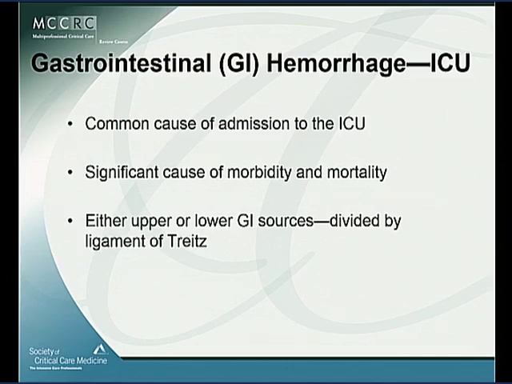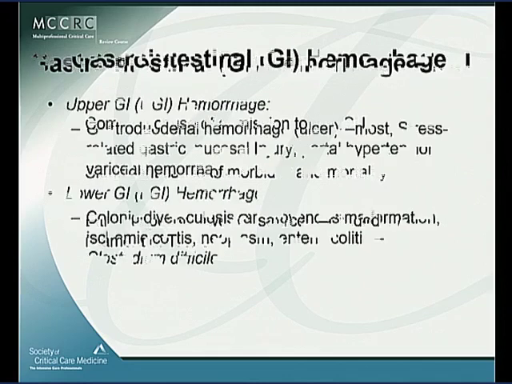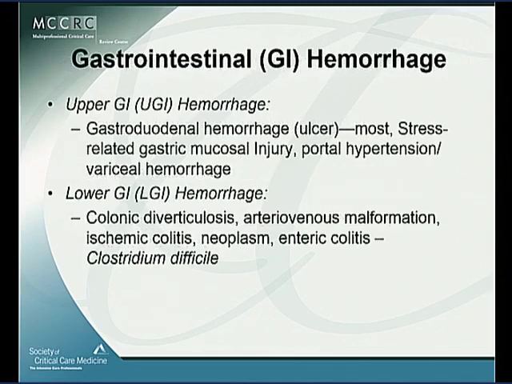GI bleeding in the ICU is a very common cause of admission to the ICU, a significant cause of morbidity and mortality. And we'll talk both about upper and lower GI bleeding, where the difference is divided anatomically by the presence of the ligament of Treitz. So everything above the ligament of Treitz is considered an upper GI bleed, and lower for those below.